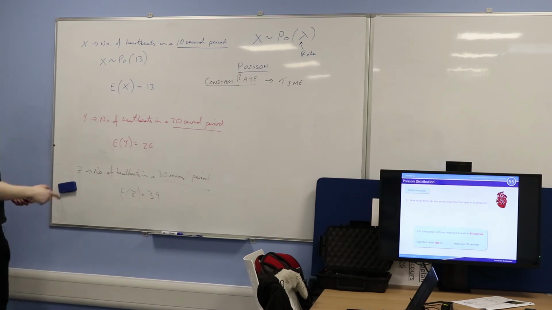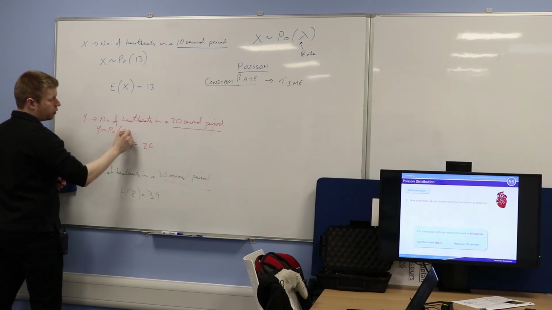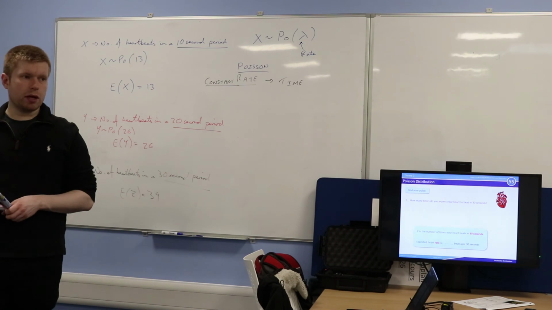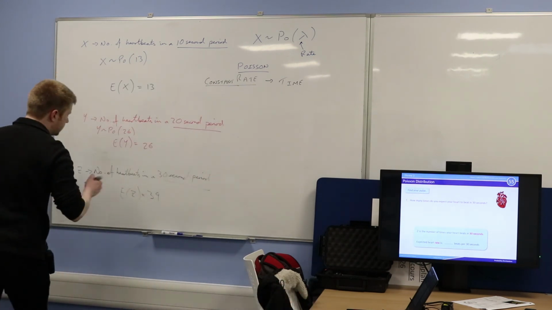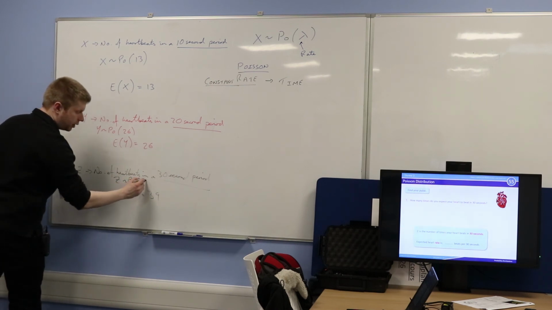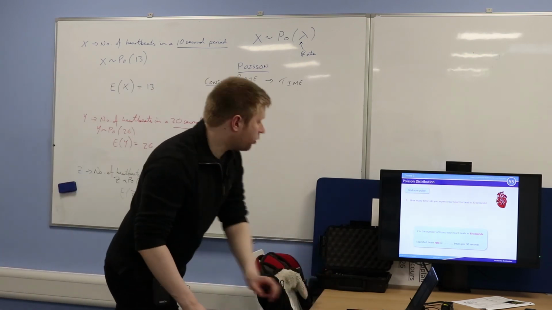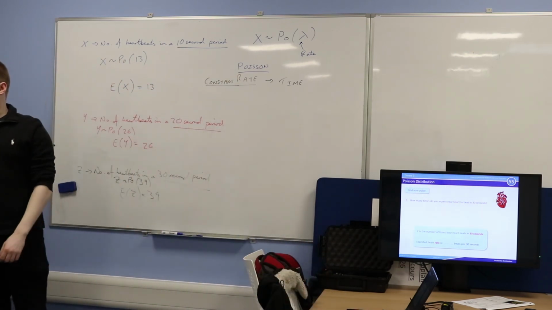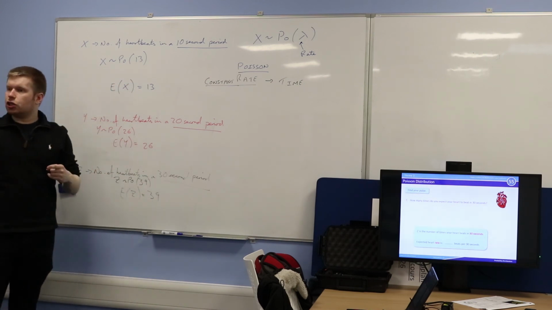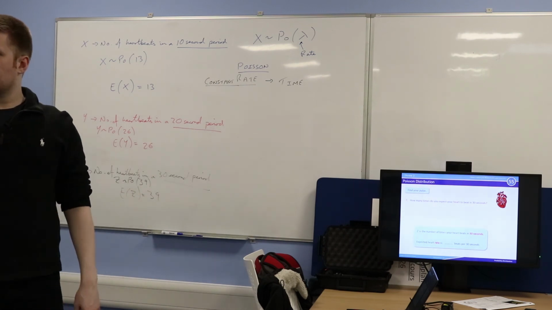If I wanted to define this one, y would be distributed using a Poisson distribution with a rate of 26 beats in a 20-second period. If I wanted to do z as well, just for completeness, I would say z is distributed using a Poisson distribution with a rate of 39 beats in a 30-second period. So you notice now that I have to define the time period that I'm looking at in order to define the rate, because otherwise this rate is going to change depending on how long I look at it. Is that okay?